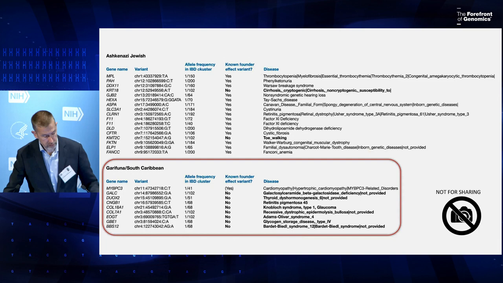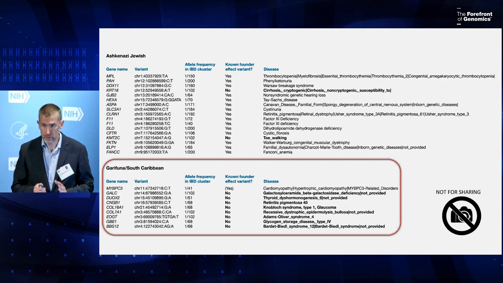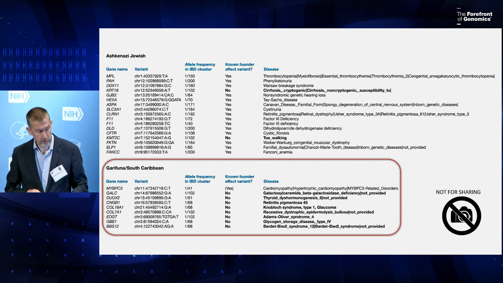And I want to point out that the cardiomyopathy variant at the top of the list there has been previously described by our Mount Sinai colleagues, but not yet published. So I want to give them appropriate attribution. But what you can see here is that the top list of genes is all of the things that you'd recognize to be variants associated with disease in Ashkenazi Jewish individuals.